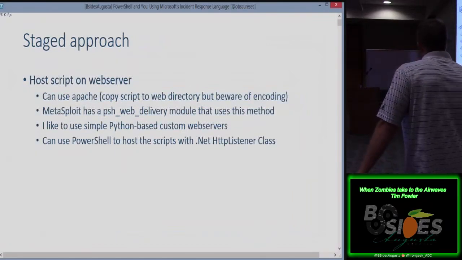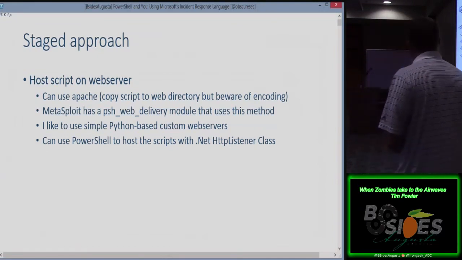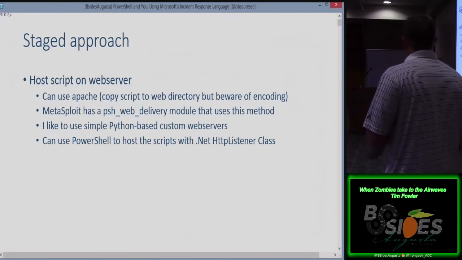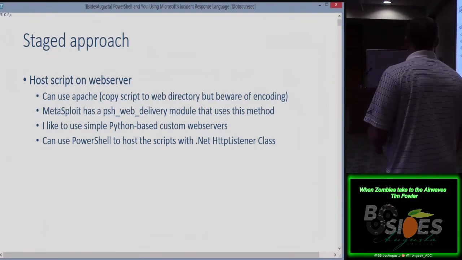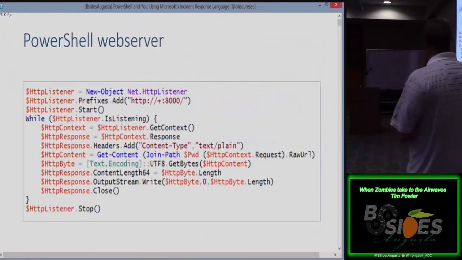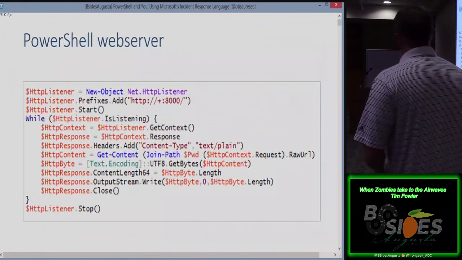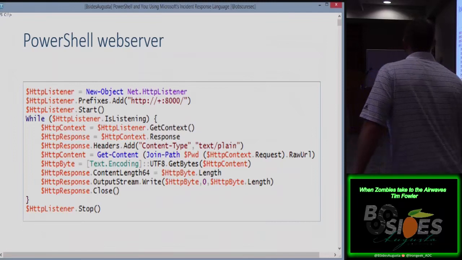So the staged approach is hosting on a web server. There are lots of different ways to do this. I originally was using Apache, and I had all kinds of encoding issues. I think I blogged about that. Metasploit has the PSH web delivery module. Also, I like to use a lot of Python-based web servers, depending on the engagement. Or you can use PowerShell, and this is a web server written in PowerShell, again using the .NET HTTP listener. That's it. That's how easy it is to write your own web server. So that's going to host up anything that's in the supplied directory.